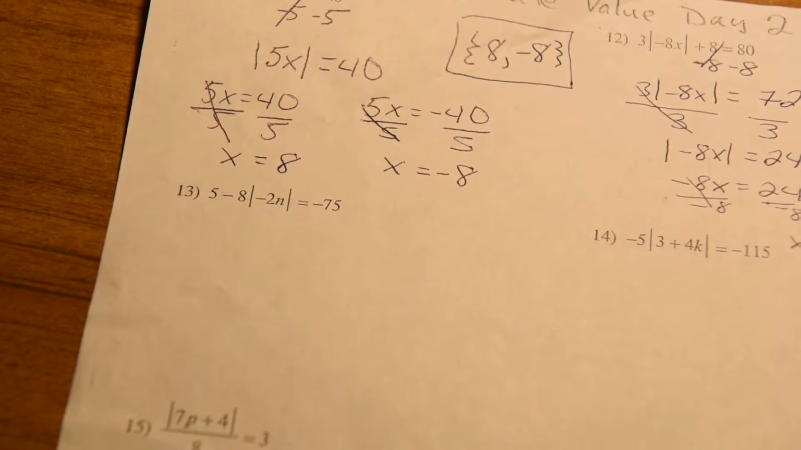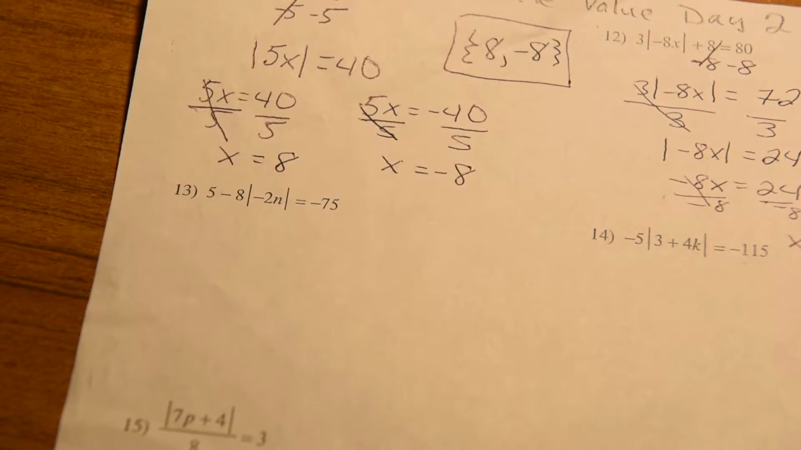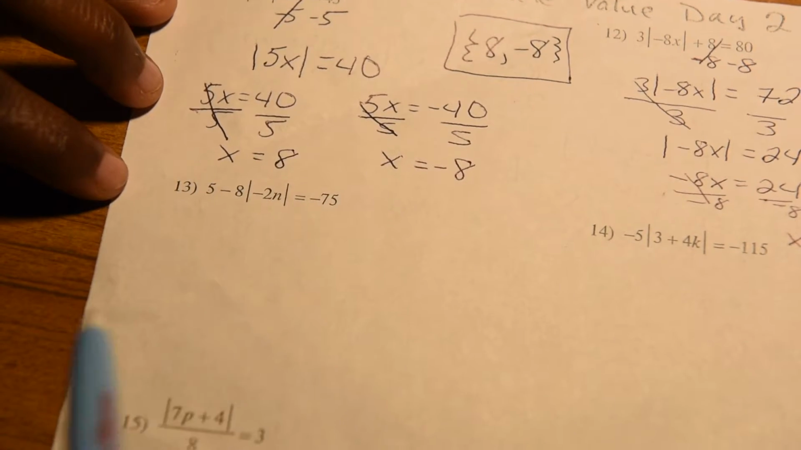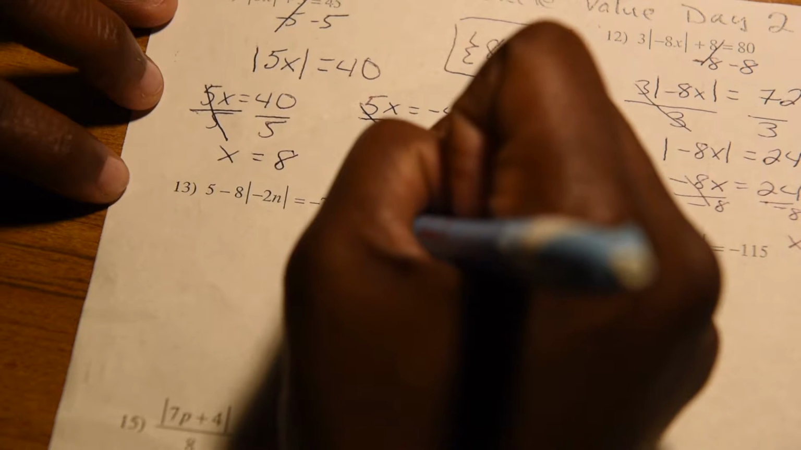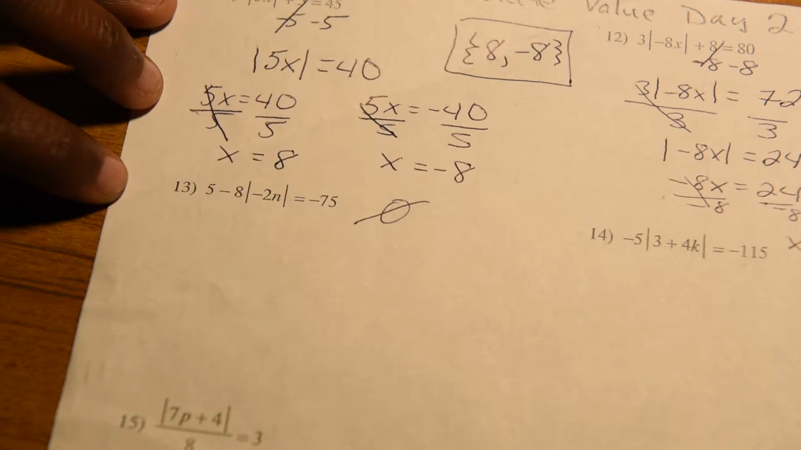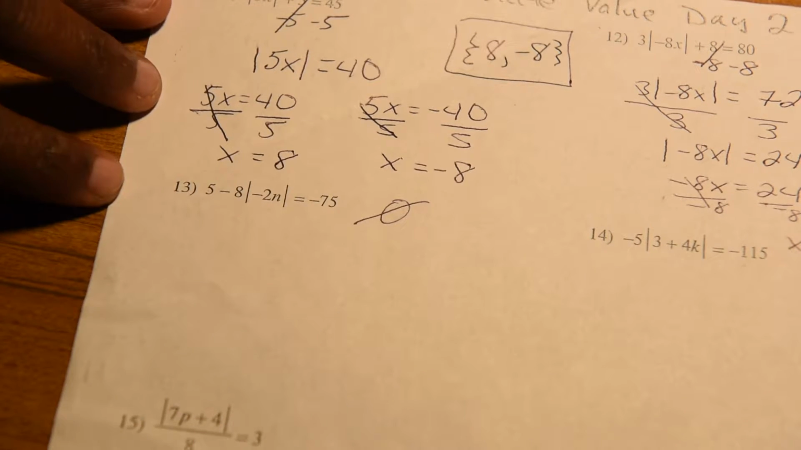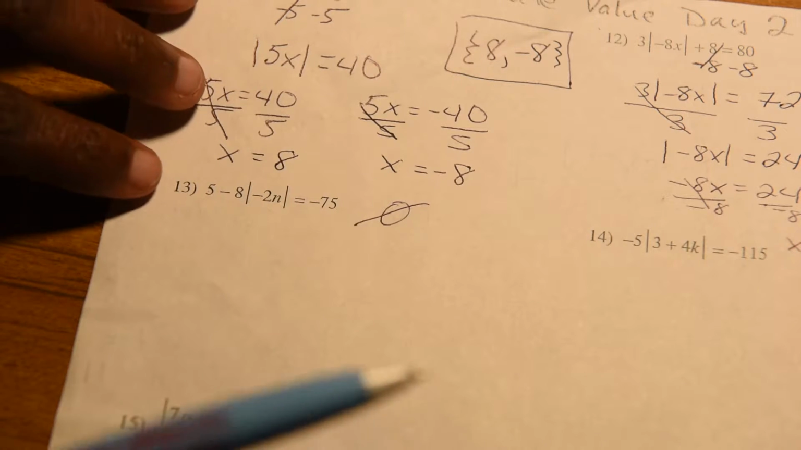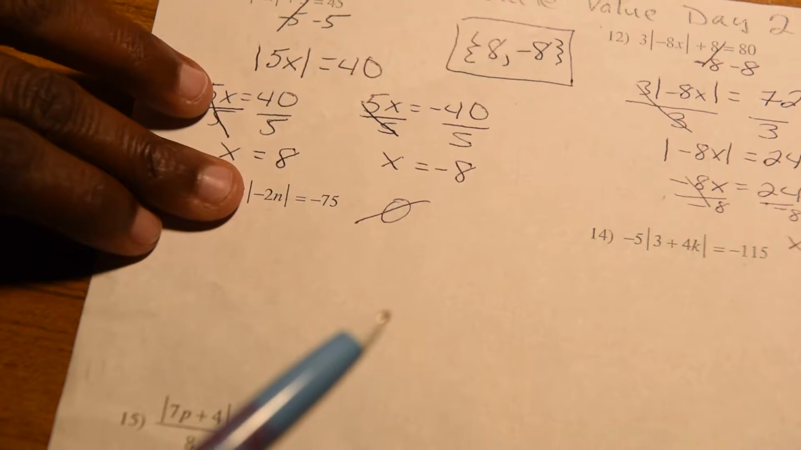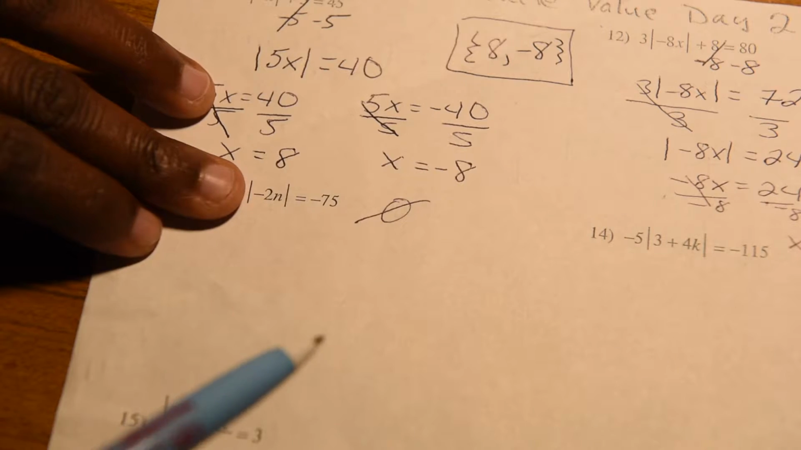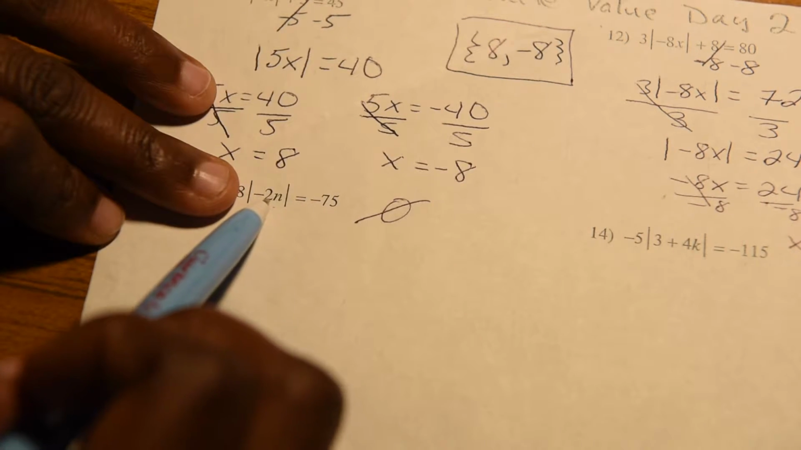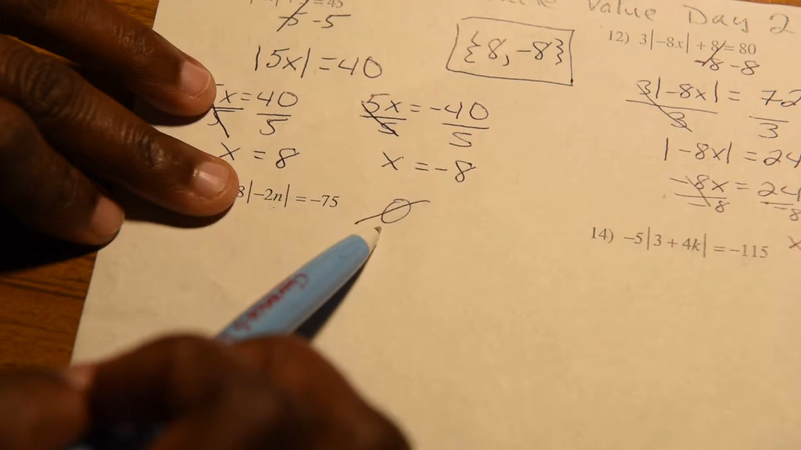How many of you went to number 13 and said, oh, distance can't be equal to a negative, so the answer is empty set? If you did recognize that, you're slightly on the right track, but you're still wrong. Because remember, if it was by itself, and I'll cover that up, and don't look at my ugly little nails. Don't look at them. If we had the absolute value of negative 2n is equal to negative 75, then it would be an empty set.